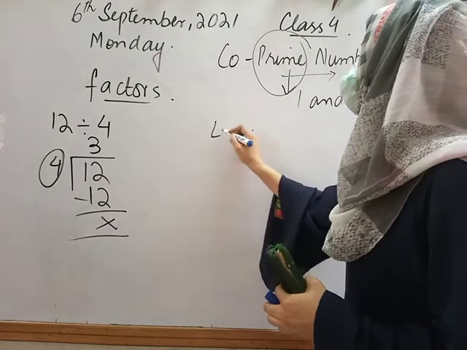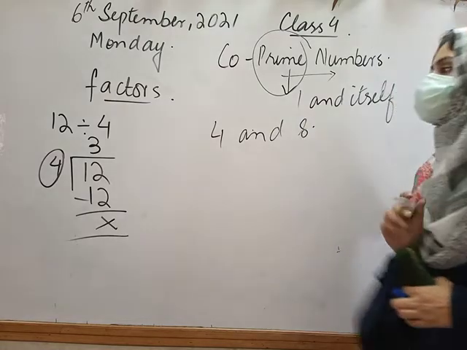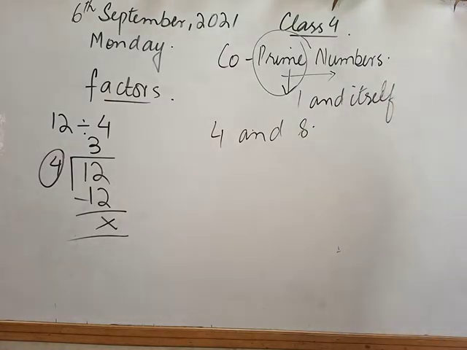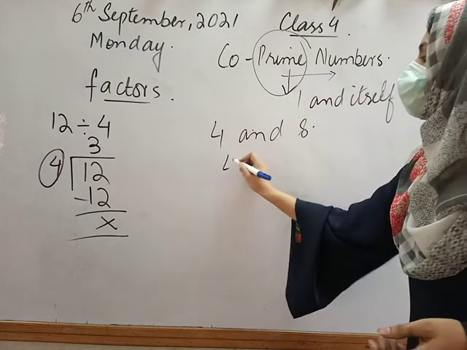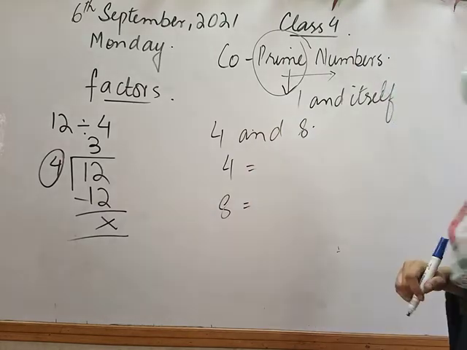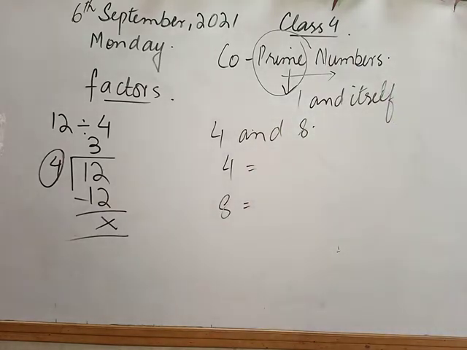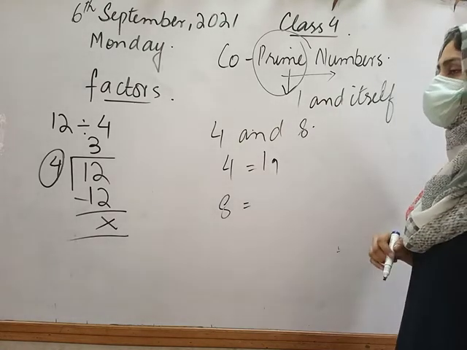I have two numbers, 4 and 8. I will write the factors one by one. So the first number I have is 4. What are the factors of 4? Who will tell me? Yes, Hamza, you tell me what are the factors of 4? Very good. As I told you, 1 is a factor of every number.